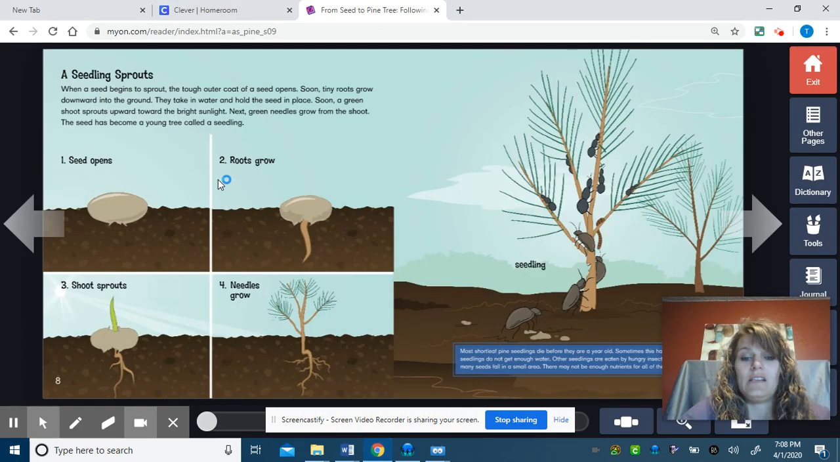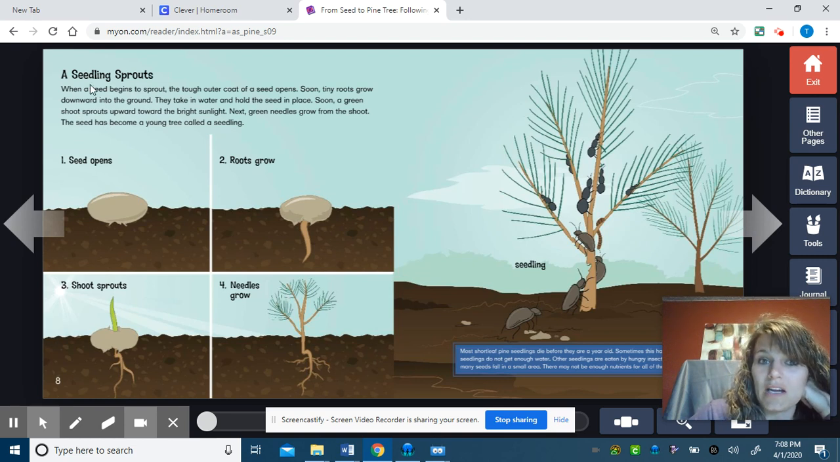So our text today is we're still working with the Mayan text from Seed to Pine Tree, and we are going to start on page 8. This is my teacher model, so you guys are quiet, and I'm just going to model what I need you to do.